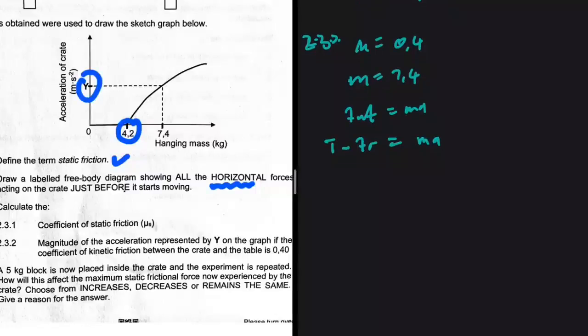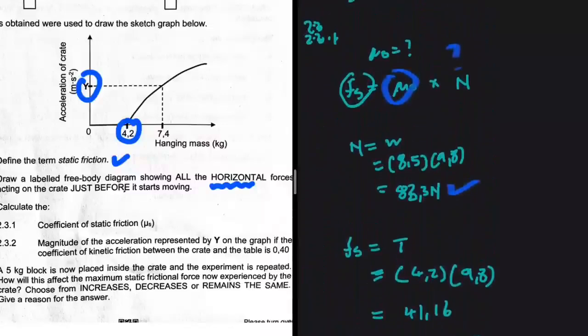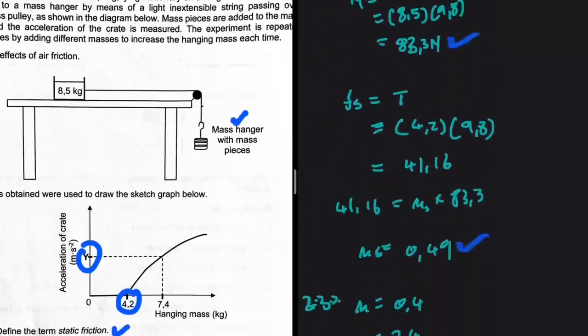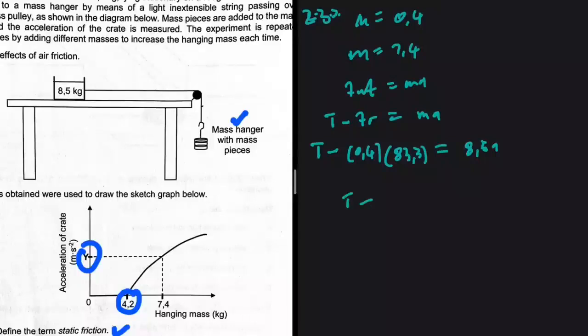So what is the tension? We don't have the tension at this point. What about the frictional force? We have the coefficient. So this is 0.4 multiplied by the normal force, which is 8.5 multiplied by 9.8, 83.3. So tension minus 0.4 multiplied by 83.3, which is equal to 33.32, and this is equal to 8.5a.